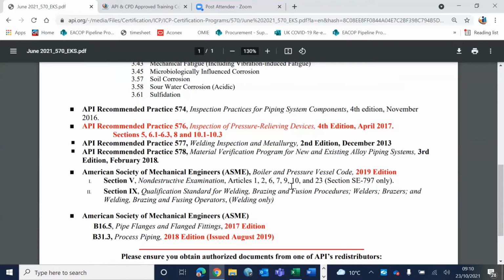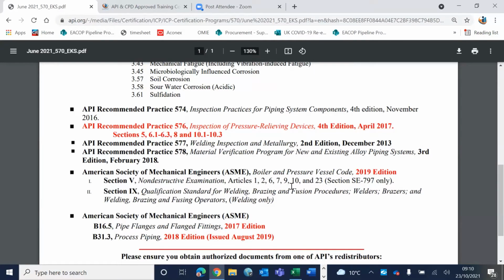577 is the welding inspection and metallurgy. So this document is a recommended practice, specifically written for welding inspection and metallurgy during operation, maintenance, repair, alteration, etc. The other welding inspector courses are about construction, but 577 is more focused on repair, maintenance, and alteration, as I said. And obviously there are many similarities between them because the basics are the same.